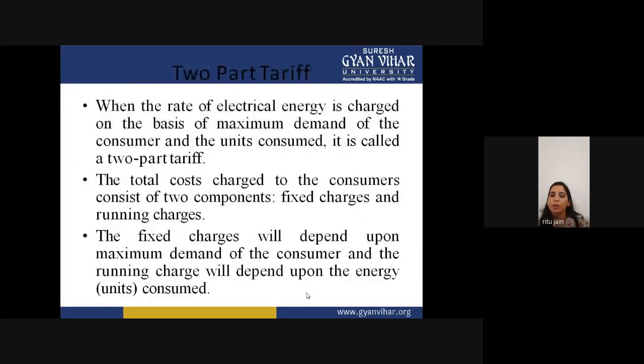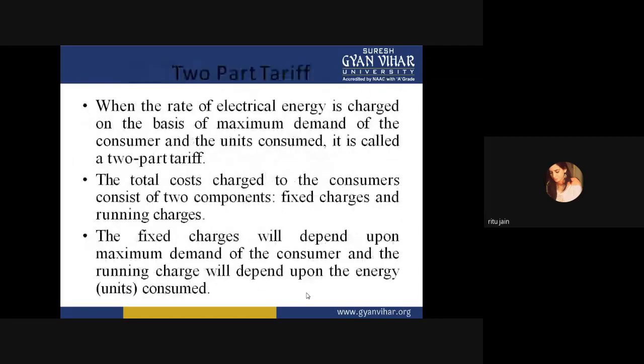Next is your two-part tariff. In two-part tariff, when the rate of electrical energy is charged on the basis of maximum demand of the consumer and the units consumed, it is called a two-part tariff. The total cost charged to the consumers consists of two components, fixed charge and running charge. The fixed charge will depend upon the maximum demand of the consumer and the running charge will depend upon the energy consumed.